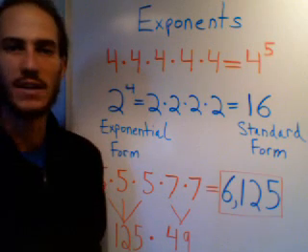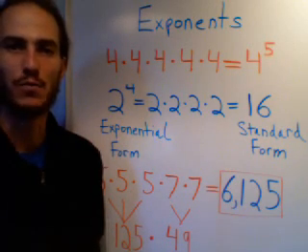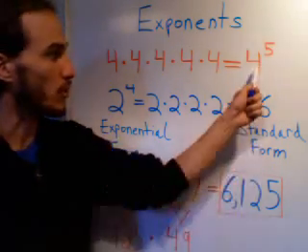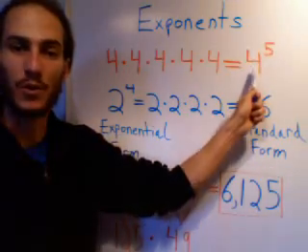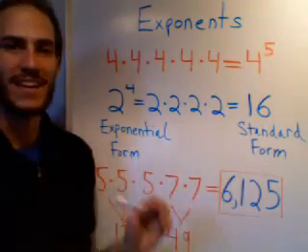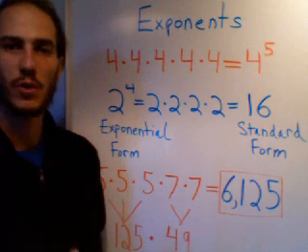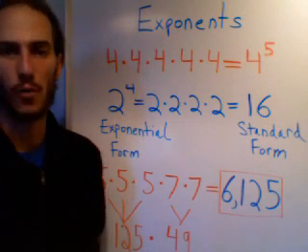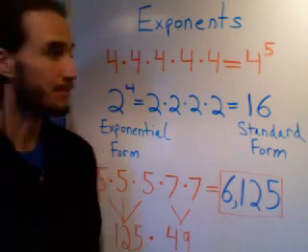A common mistake is to think that 4 squared means to do 4 times 2, or that 4 to the 5th means to do 4 times 5. That's not what it means. 4 squared means 4 times 4, which is 16.